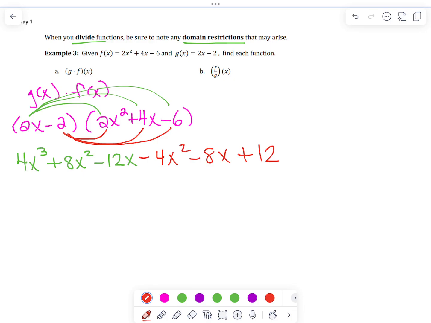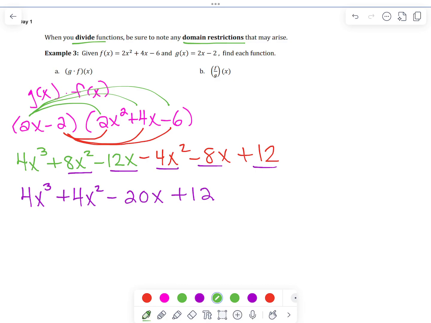Now we want to put it into standard form. So our first term is our cubic, 4x cubed. Then we have like terms with the quadratic terms. So that will become 4x squared. Then we have like terms with our linears. They will combine as -20x. And then our constant of 12.